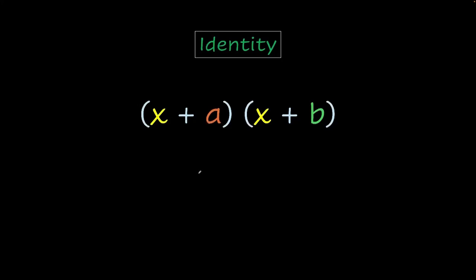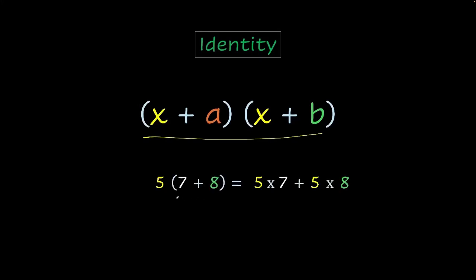Hey there, let's talk about the identity (x + a)(x + b). Before we dive in, let's recall the distributive property of multiplication. When you have a number multiplying brackets, the number will be multiplied by each of the numbers individually. So 5 times (7 + 8) becomes 5 times 7 plus 5 times 8. This is known as the distributive property of multiplication.